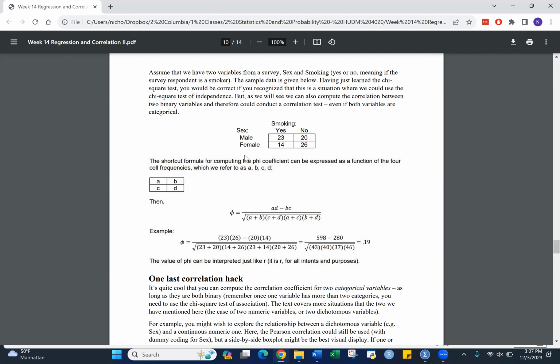And you might be saying, this looks a lot like the chi-square test. And that's right, it is. You should get pretty much the same exact answer. I don't think you'll get the same exact p-value, but you should get really close. You could run this as a chi-square test because they're both categorical, or you could run it as a correlation test because they're both binary.